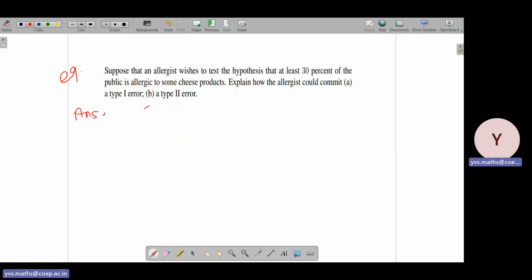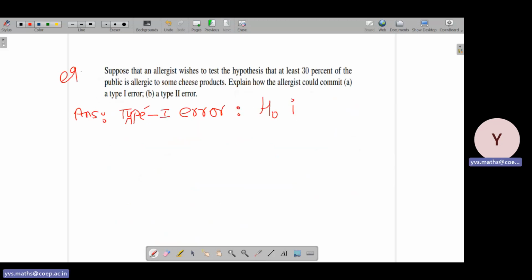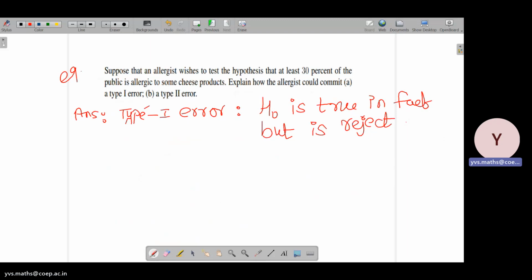So let's write the answer. So what is type 1 error? Just now we have seen the definition. So type 1 error is H0 is true in fact but is rejected. So this is what type 1 error is. So what could the allergist commit? The allergist should reject H0 even if it is true.